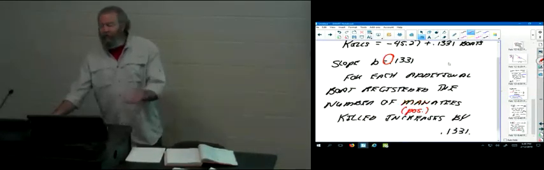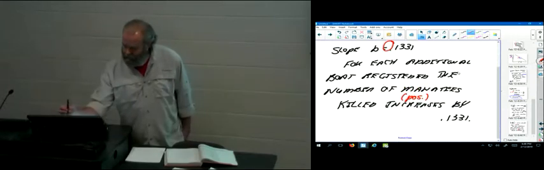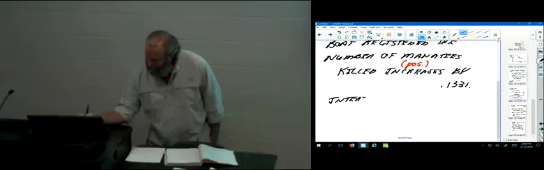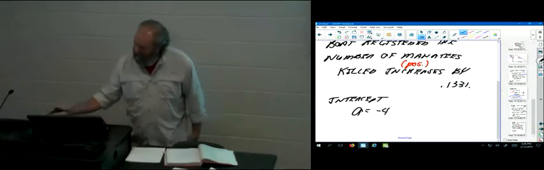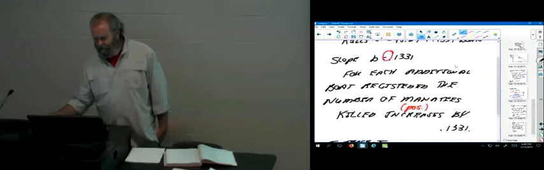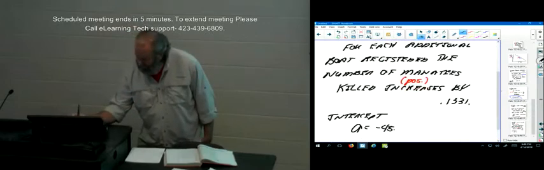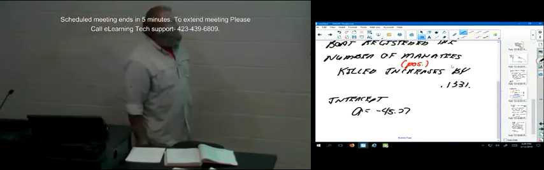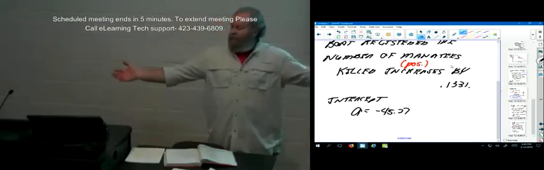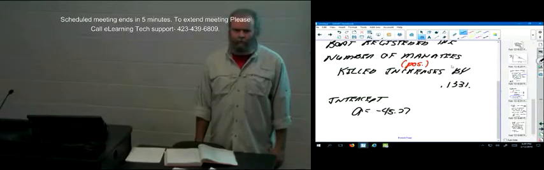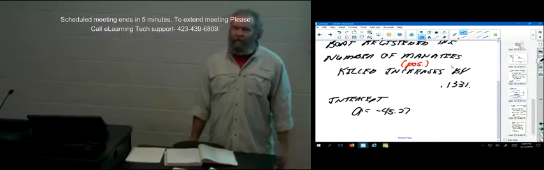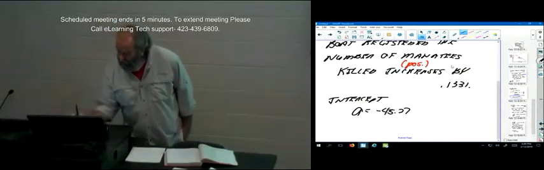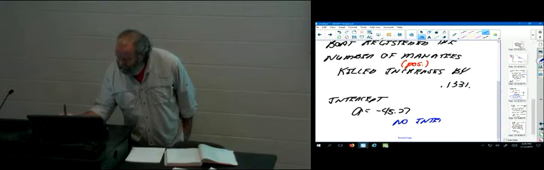Now, what number is your y-intercept? What number is your a here? Your a here, your intercept, is a minus 45. So here we've got to have a little discussion. Does it make any sense to even talk about the y-intercept? Does it make sense to even talk about when there's zero boats registered? Can you have a negative number of manatees killed? No interpretation. It doesn't even make sense.